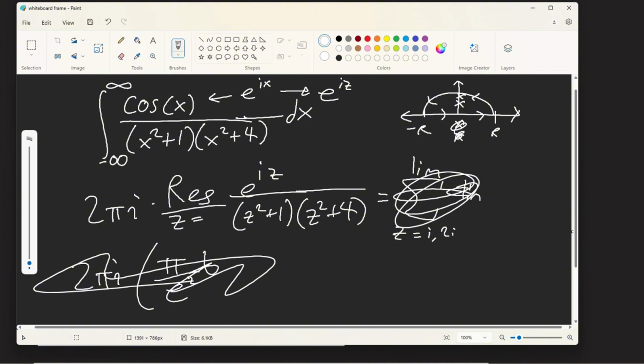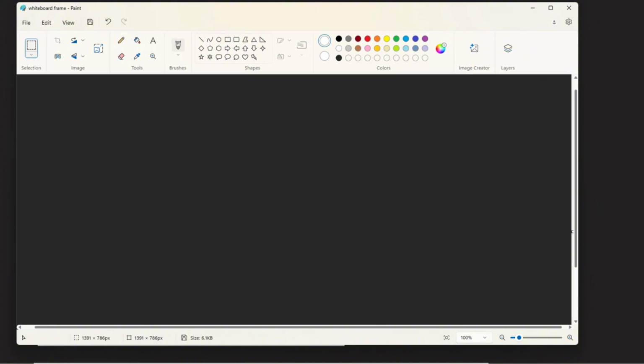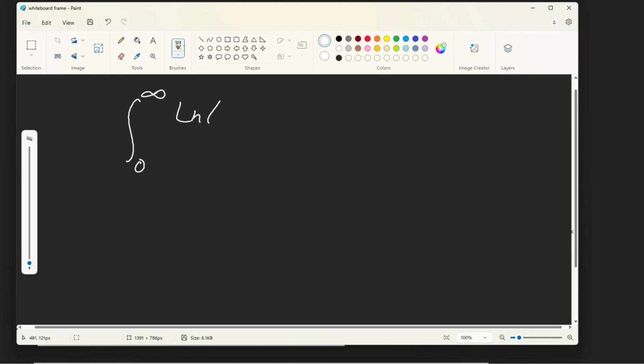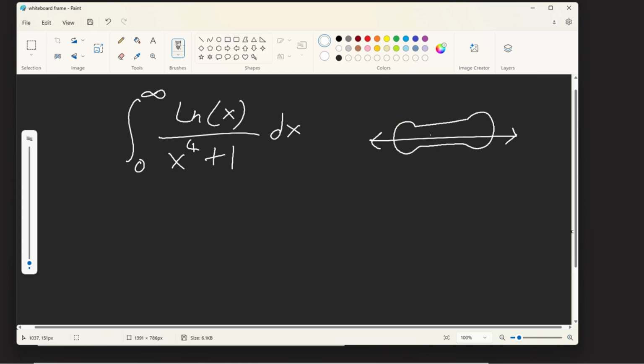Okay, that's residue dodging. However, it doesn't always work, because sometimes you'll be thrown an integral like this, like ln of x over x^4 plus 1. Now you can't do residue dodging. You can use the residue theorem, but you can't do residue dodging, right? Because you actually have to know what you're doing to solve this. You have to know your contour path. It might look something like this, or some nastiness.